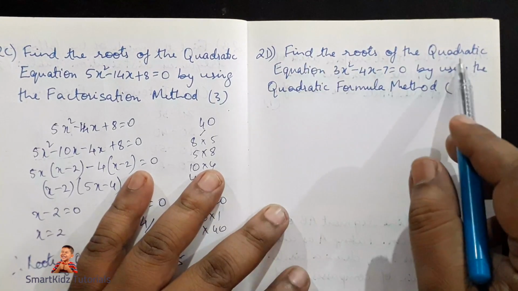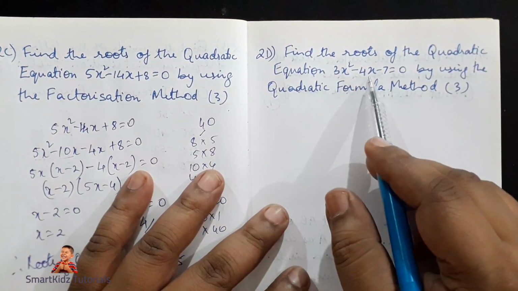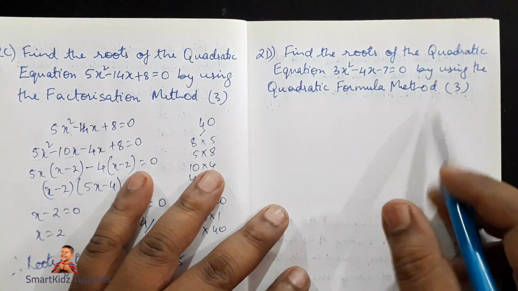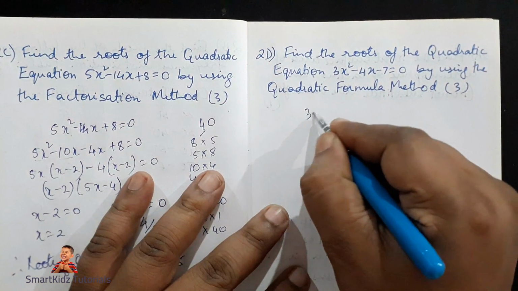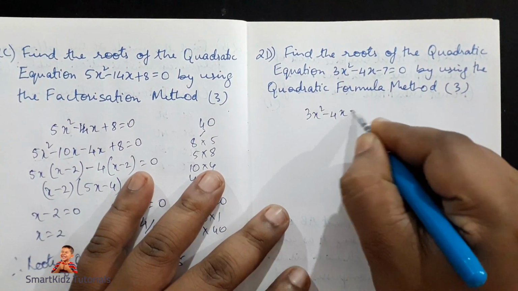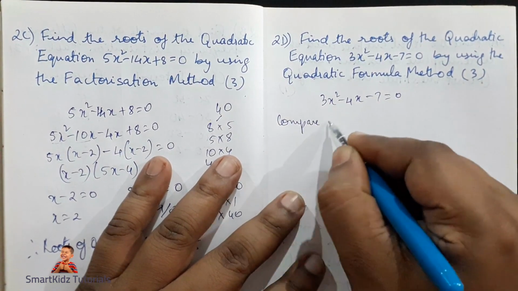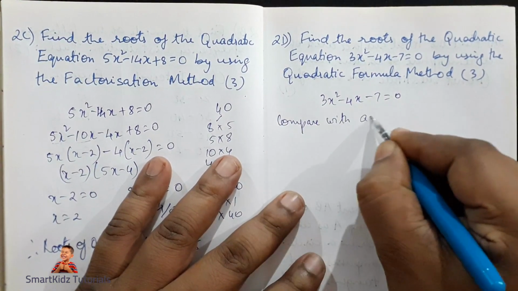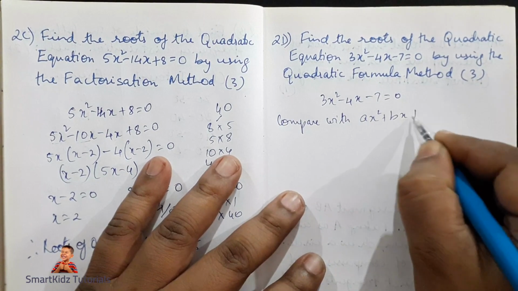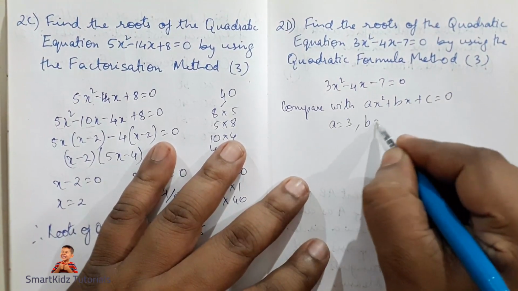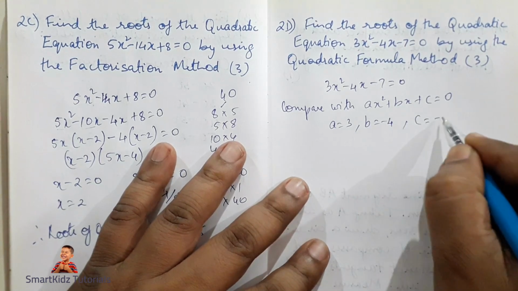Question 2D, find the roots of the quadratic equation 3x square minus 4x minus 7 equal to 0 by using the quadratic formula method. Write down what is given first. 3x square minus 4x minus 7 equal to 0. This we compare with the general formula, that is ax square plus bx plus c equal to 0. And we'll get a equal to 3, b equal to minus 4 and c equal to minus 7.